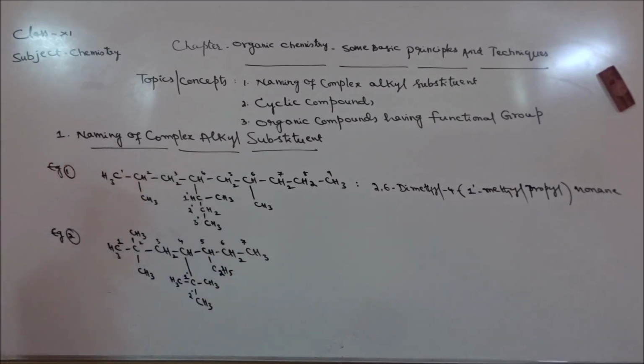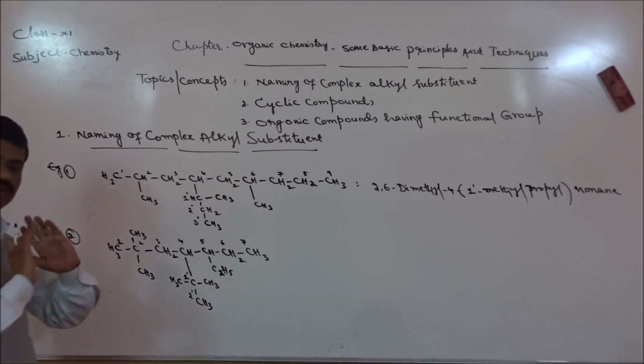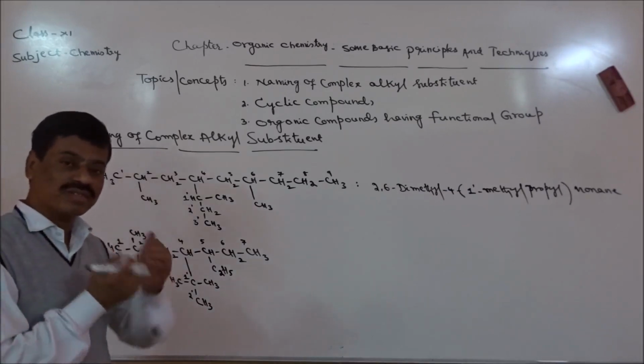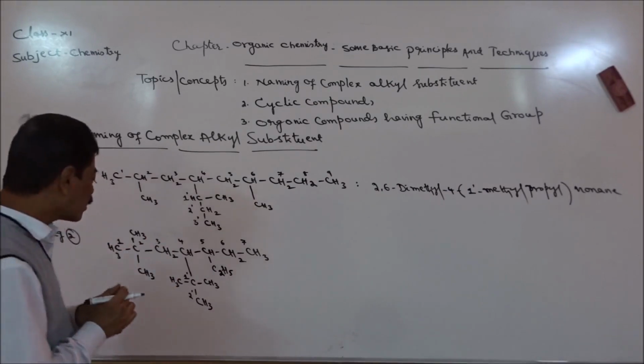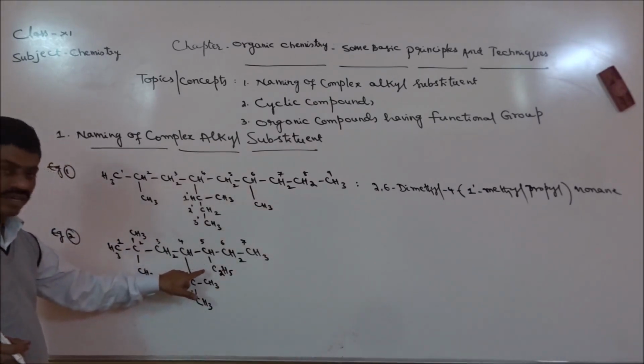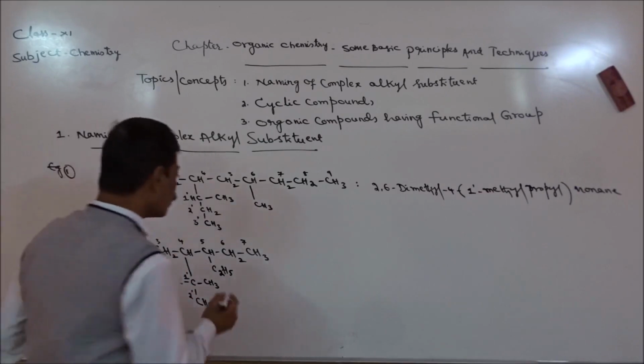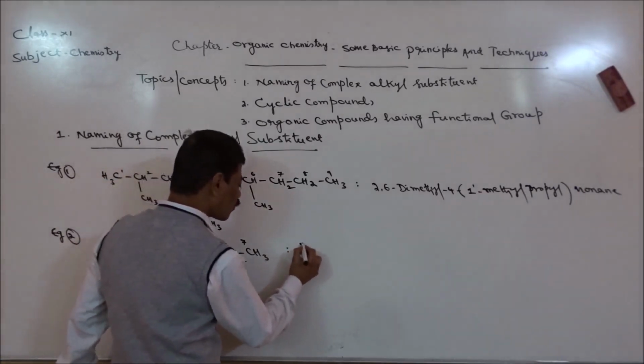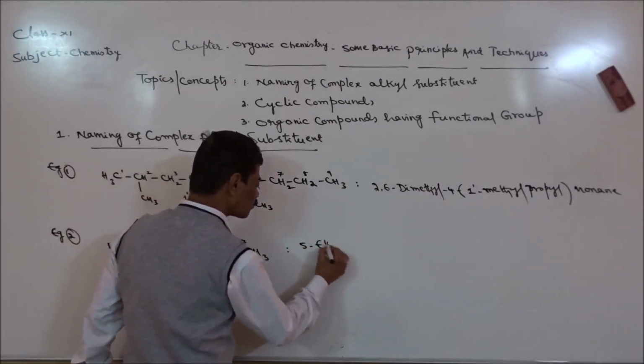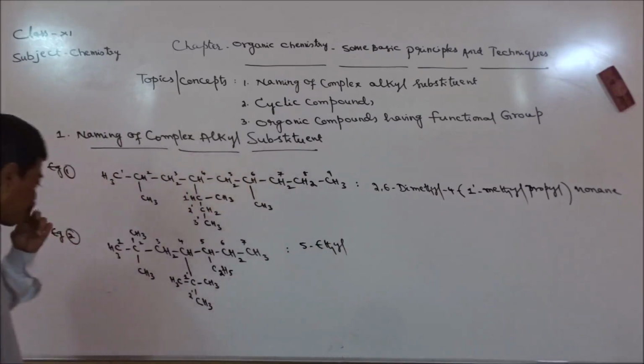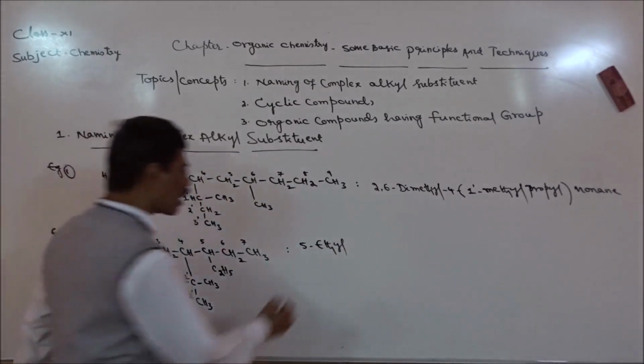Now, see, we have 2 different substituents. Methyl, first letter M. Ethyl, first letter E. So here what I am going to do is, I will take all the rules of IUPAC into account besides alphabetical order. So in that way, this will come first. Name of ethyl group. So its name is 5-ethyl, 2,2-dimethyl.